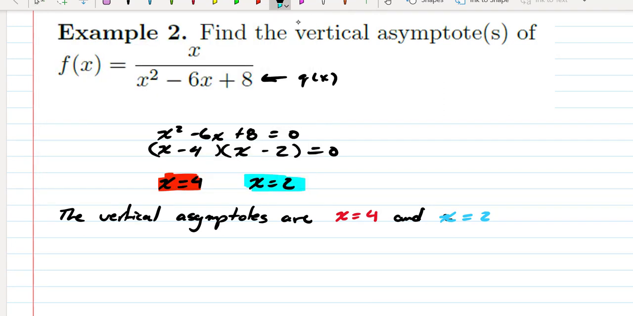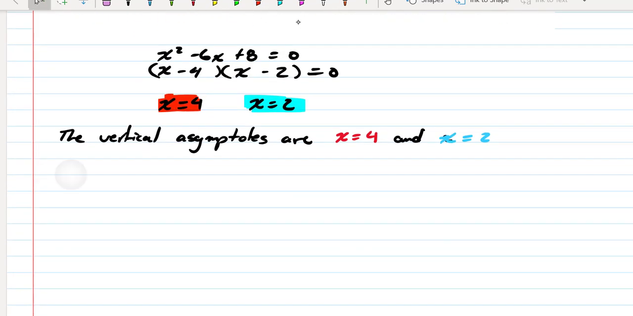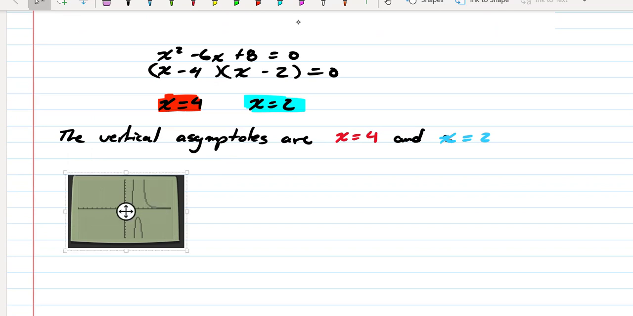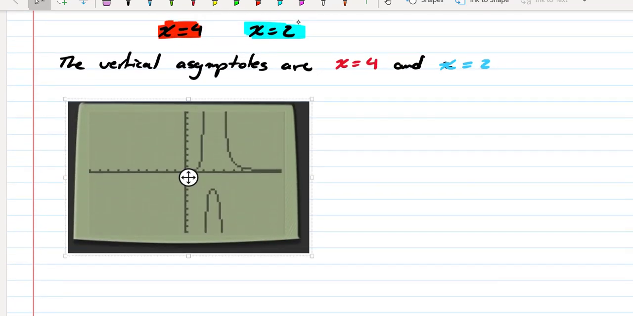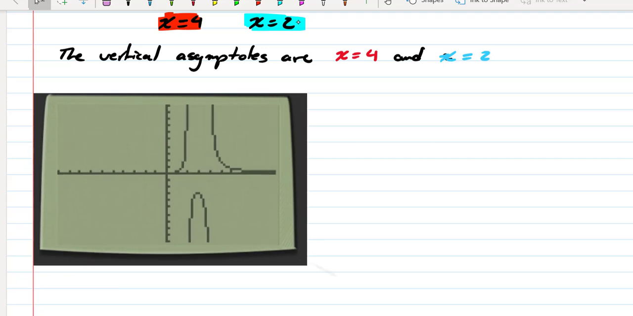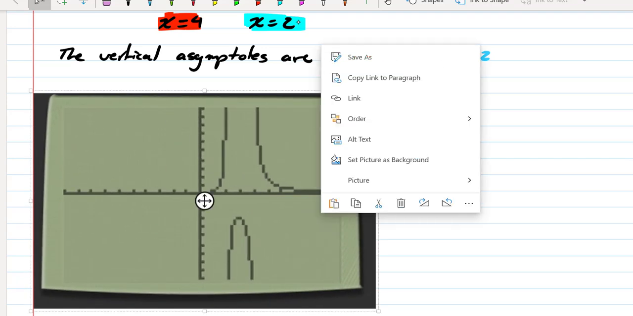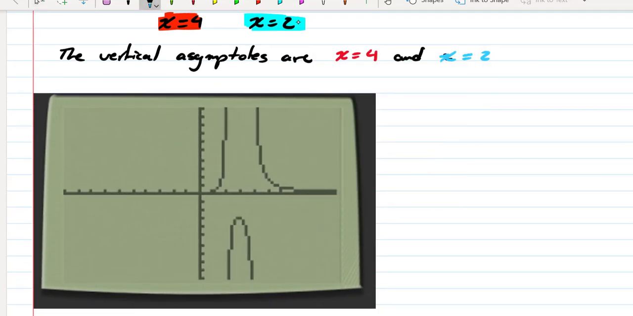So thinking back to chapter 1, a vertical asymptote is a vertical line that we are going to graph. Vertical lines go straight up and down, and remember their x values don't change, only their y values. So if I want to graph x equals 2, I go over 1, 2, and I'm going to draw a vertical line at x equals 2. And my other vertical asymptote is at x equals 4. So I go over 1, 2, 3, 4, and I draw a vertical line at x equals 4.